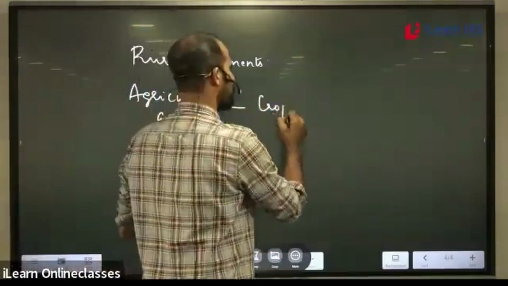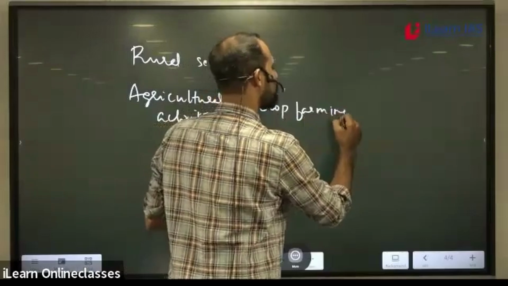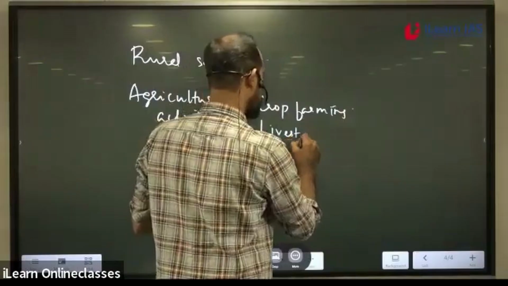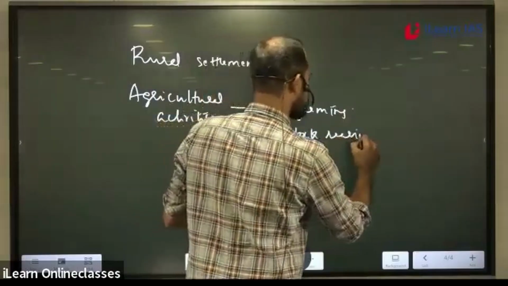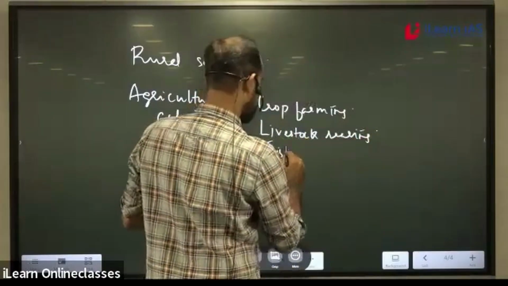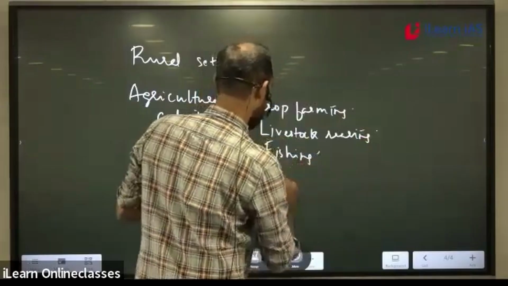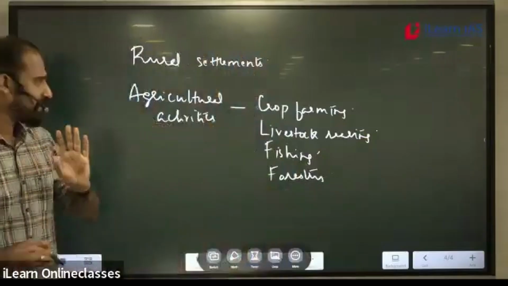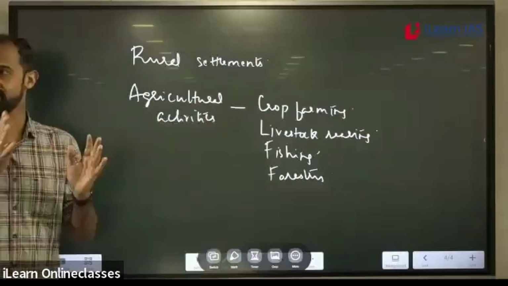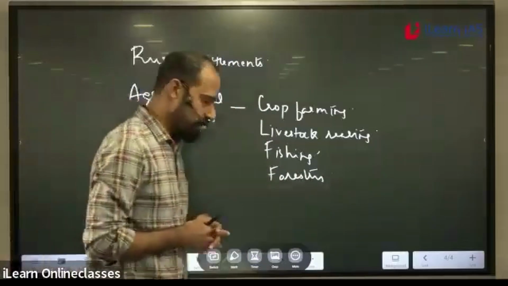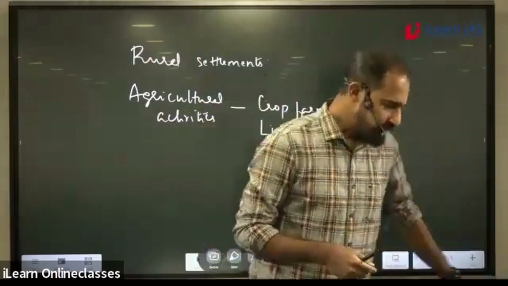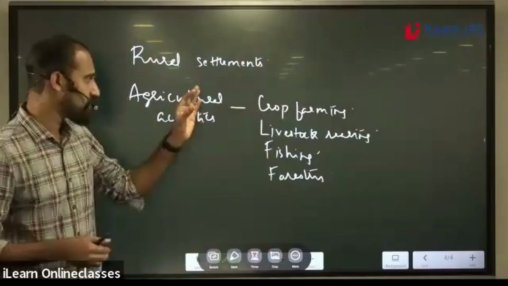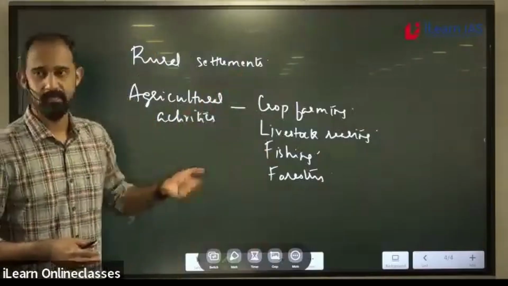Farming is agriculture, crop farming. But in addition to crop farming, there are livestock rearing, fishing, and forestry. These are all related to agriculture and allied activities. All these activities are done in a rural settlement, so these are the major occupations of people living in rural settlements.